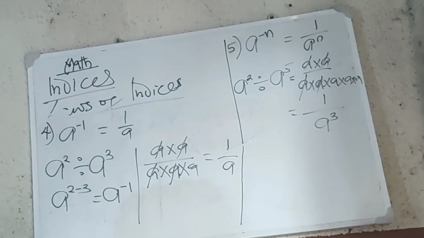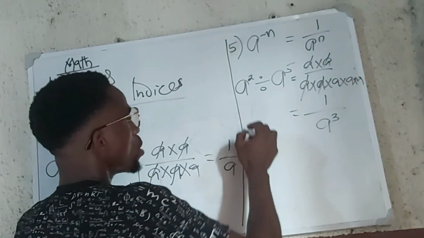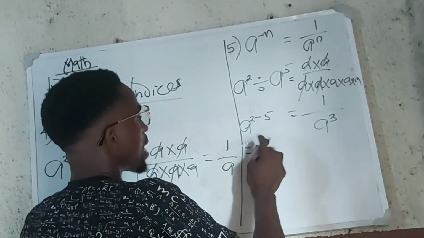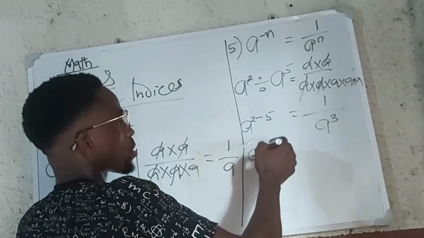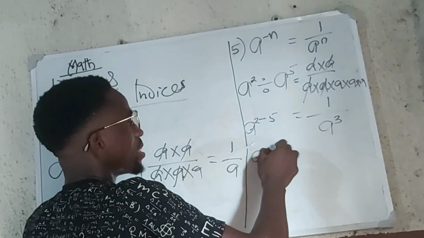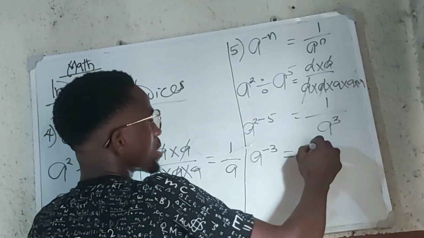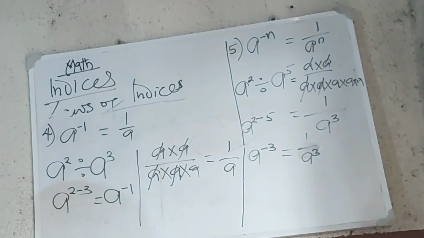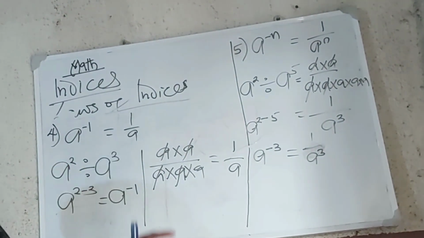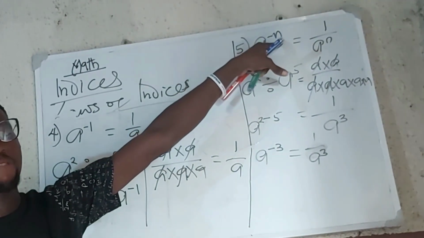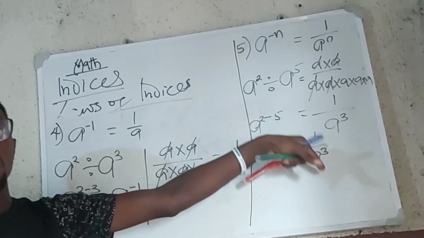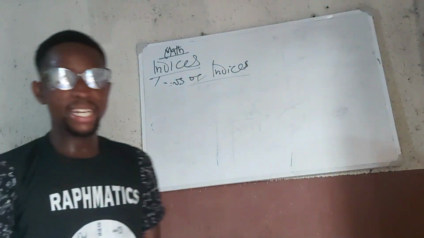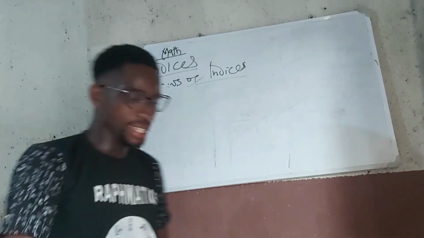Then by the law of indices, this is going to be a to the power 2 minus 5, which is a to the power minus 3. So a to the power minus 3 is 1 upon a to the power 3. I hope we understand. So anytime we have a negative power, we just have it to be 1 upon a. Are we together? Okay, now let's get another law. For time's sake, let us hurry and get the rest of the laws.